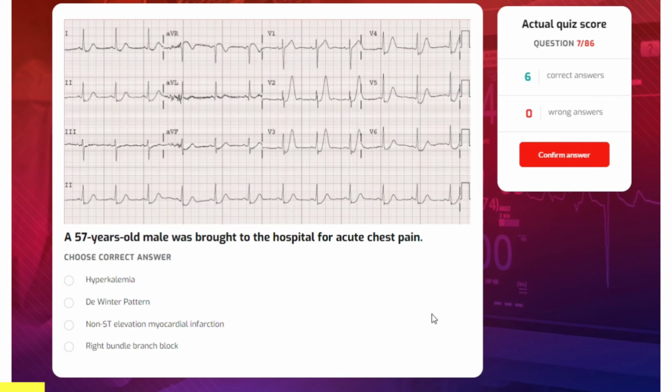Here is the 7th case. A 57 years old male brought to the hospital for acute chest pain. We have given 4 options. First is hyperkalemia, second is de Winter's pattern, third is non-ST elevated myocardial infarction, and the last is right bundle branch block.